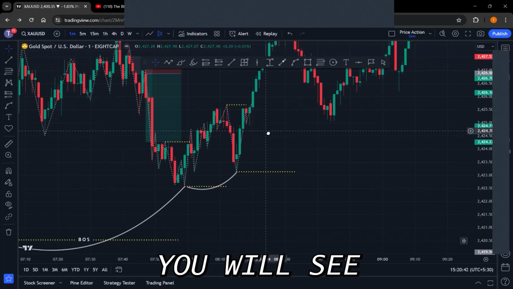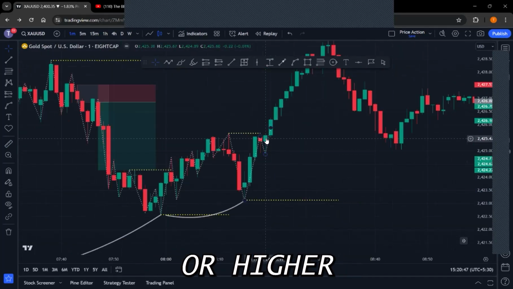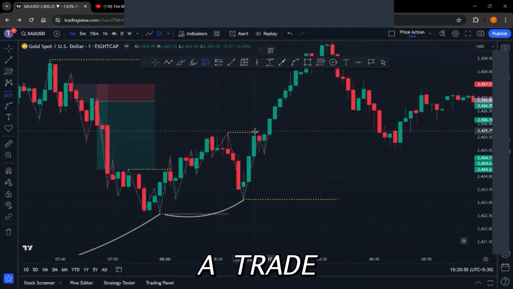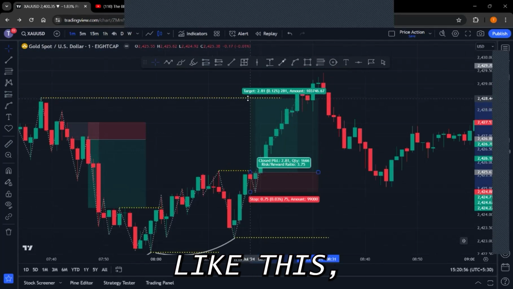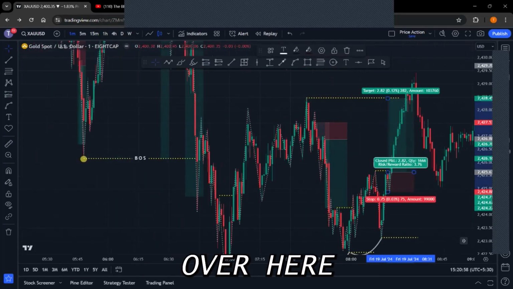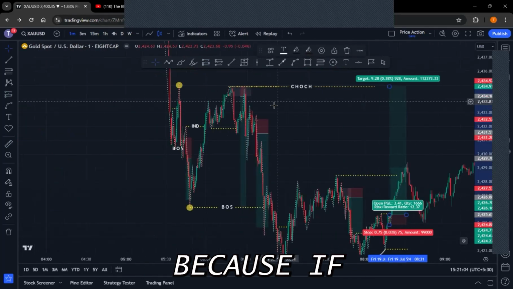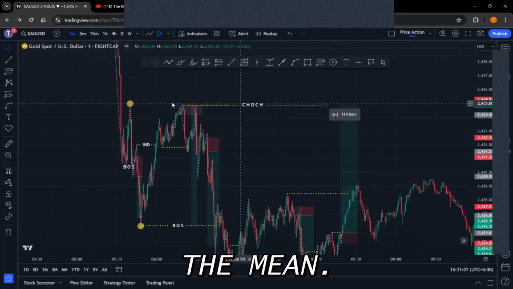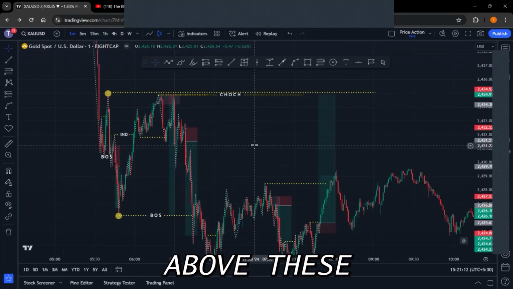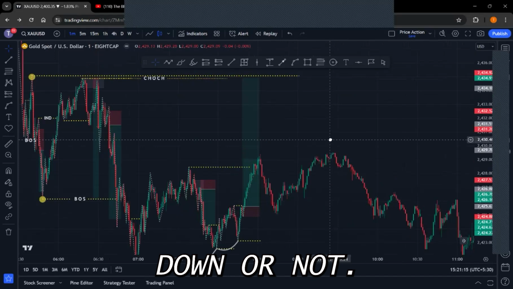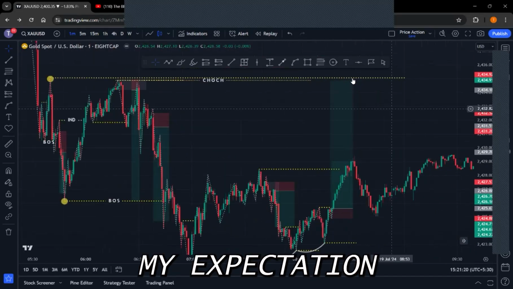Okay, so from here you will see that while going upside, the price created another swing, a higher high and higher low, and I can start a trade from this level, putting my stop loss on the low of this level and then targeting the higher side, even targeting this liquidity. And if this trade really works out, it will try to take out the above side liquidity as well, because if you see, there are major lows over here. This is the near chalk, was the previous chalk, so there are n number of liquidity points above these levels. And in the future, I don't know if it goes down or not, but accordingly we are going to trade with a stop loss. I don't know what will happen in the future, so my expectation is over here.